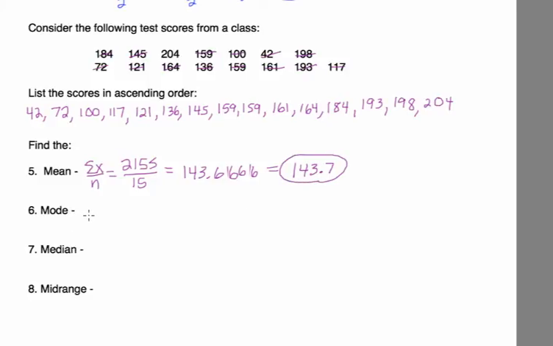The mode is the most often used or most often found data value, which in our case is 159. Median is the middle number, so I just count in until I get to the middle number, which in our case is also 159.